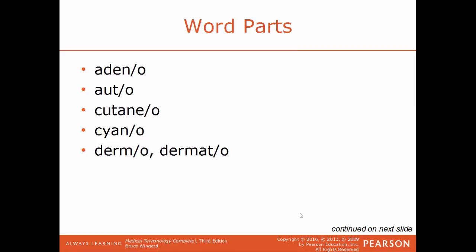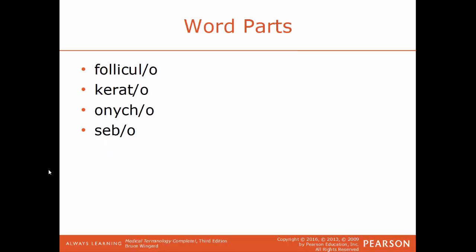Cyan or cyano is a reference to a bluish color. The root word cyan is actually a shade of the color blue. So it's a good indicator that someone is not receiving enough oxygen, so they become cyanotic, so they are turning blue. And the last one on here, dermo or dermato, is also a reference to skin. Folliculo is a reference to a follicle, such as what you'll find with a strand of hair.